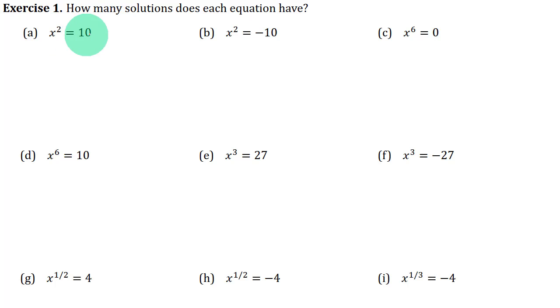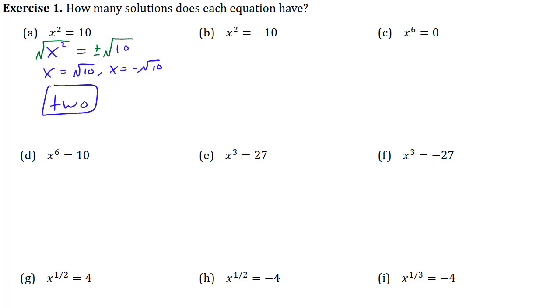So how many solutions does each equation have? Well, for A, if you're going to take a square root of both sides, you've got to include a plus or minus on one side or the other. That was the rule from the beginning. So it's got two solutions. It's got x equals the square root of 10 and x equals negative square root of 10. So 2 is the answer to the question.